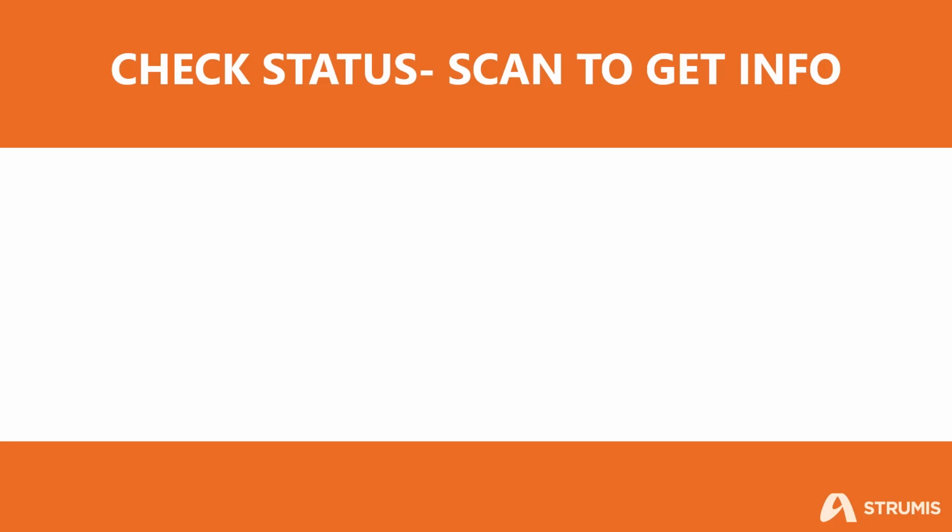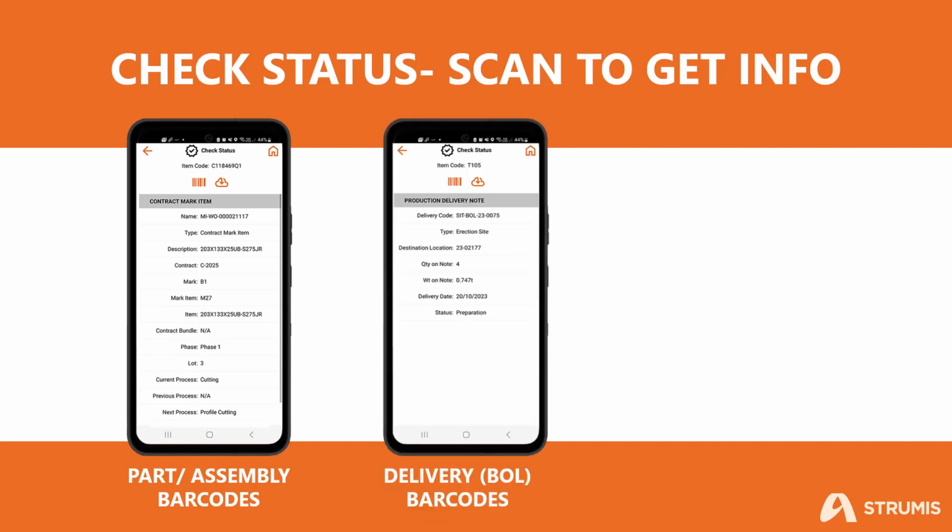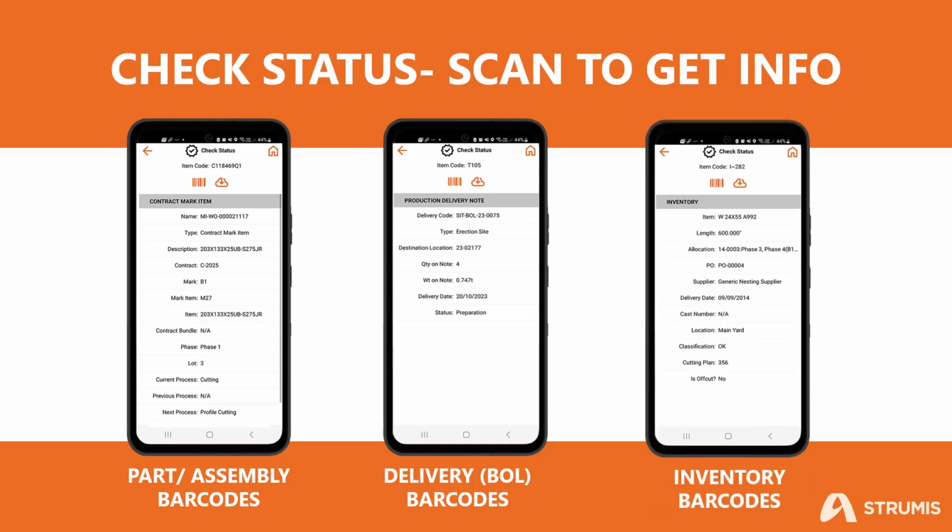Some examples of these are part or assembly barcodes providing information on the current process, the next process, and various other work order information. Delivery notes, or bills of lading, which detail the delivery location, quantity of parts or assemblies on a load, and the current weight, and even inventory barcodes that list things like location, supplier, and purchase order, amongst other key details.